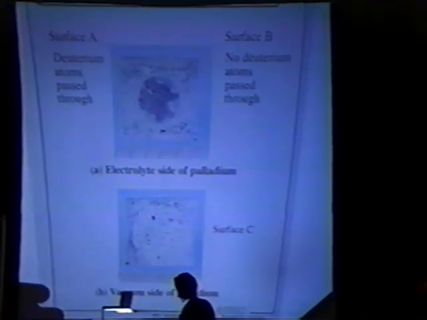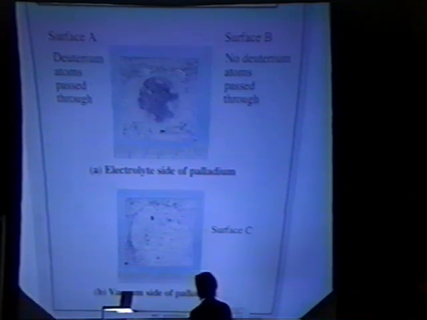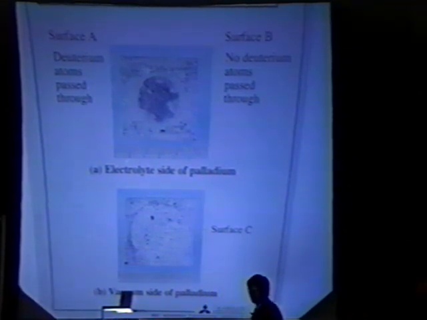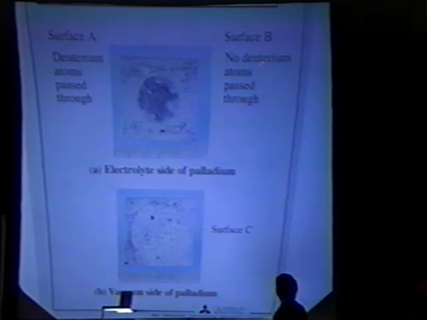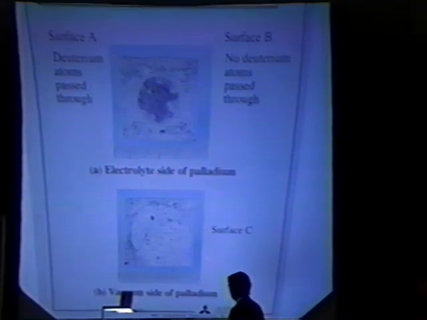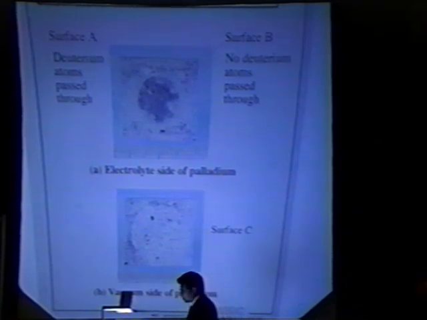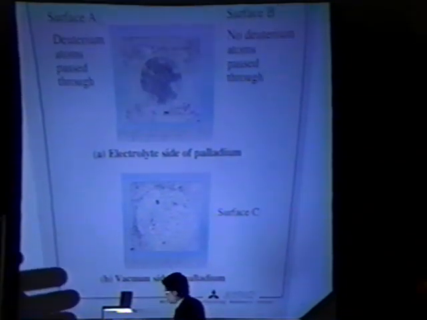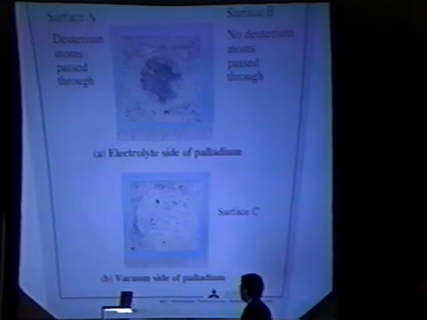Figure A is the electrolyte side of palladium. This black circle corresponds to the shape of the anode, and this black circle is a place where deuterium atoms pass through. And on the surface B, no deuterium atoms pass through. On the other hand, the vacuum side of palladium looks clean. Its appearance is the same as before an experiment, independent of deuterium passage.